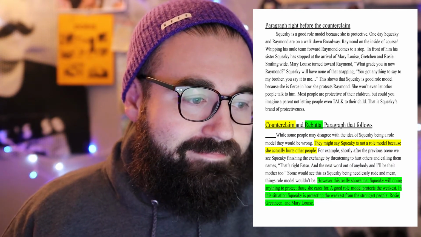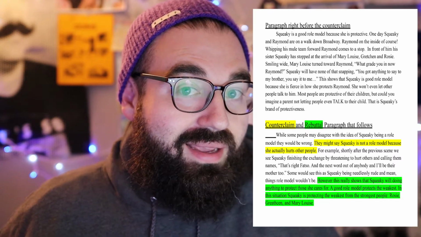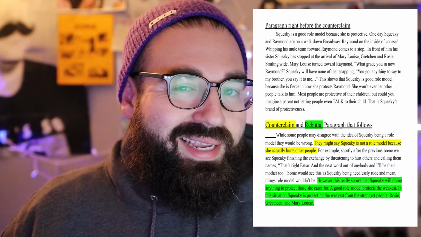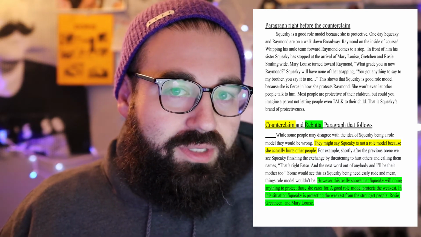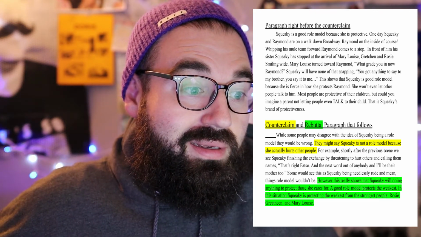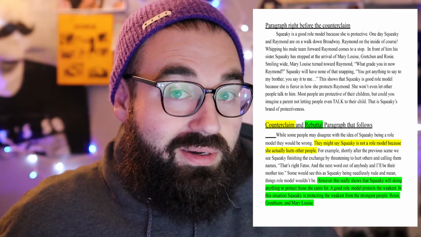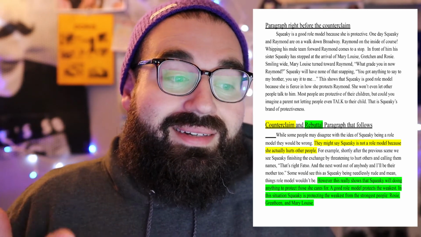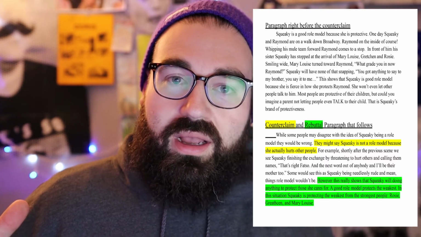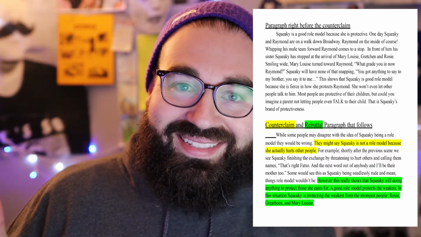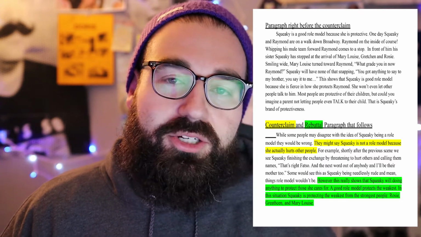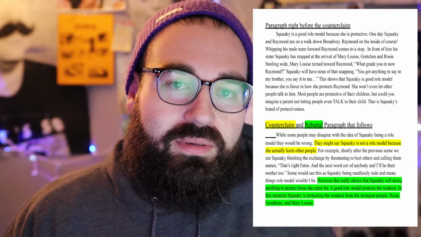Next sentence. They might say, love that transition. It's like an inner paragraph transition. I'm going from me saying, some people are going to disagree, and now I'm going to say how they would disagree. They might say Squeaky is not a role model. That's opposite of what I said. That's a counterclaim. Yes. They might say Squeaky is not a role model because she actually hurts other people.